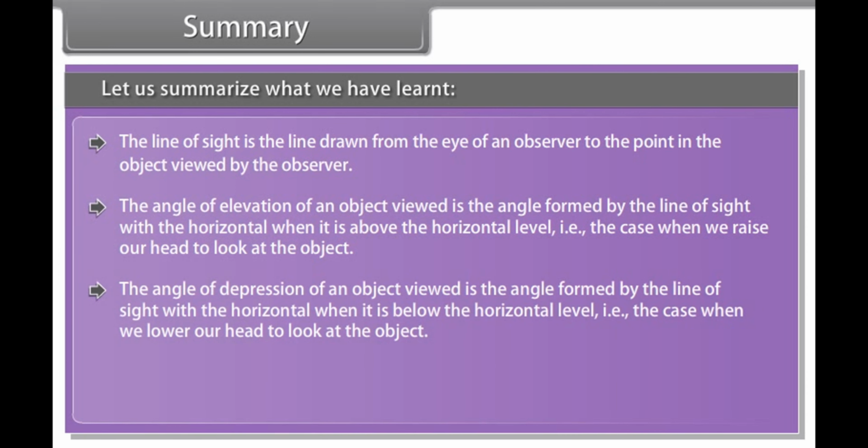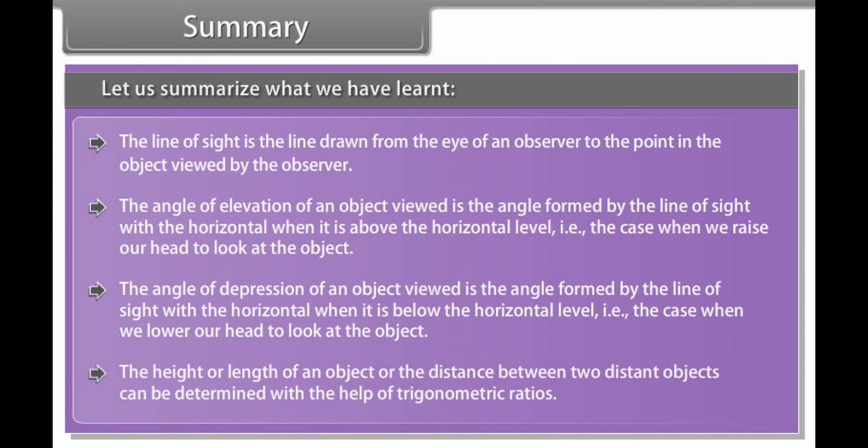The angle of depression of an object viewed is the angle formed by the line of sight with the horizontal when it is below the horizontal level, that is the case when we lower our head to look at the object. The height or length of an object or the distance between two distant objects can be determined with the help of trigonometric ratios.